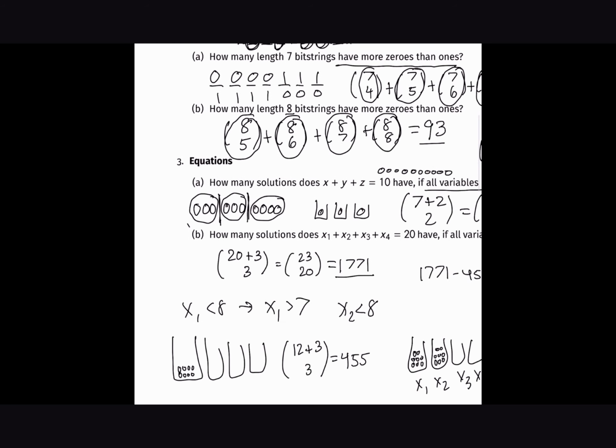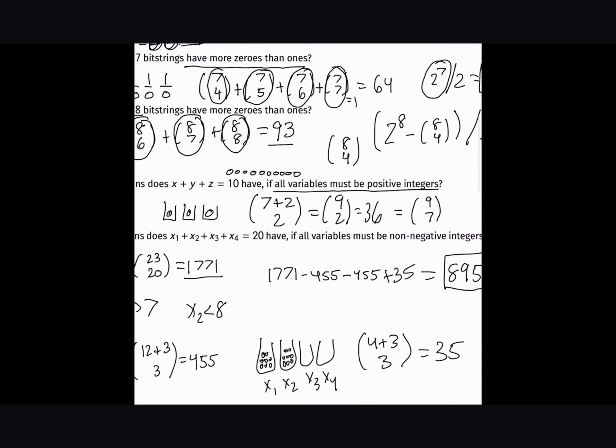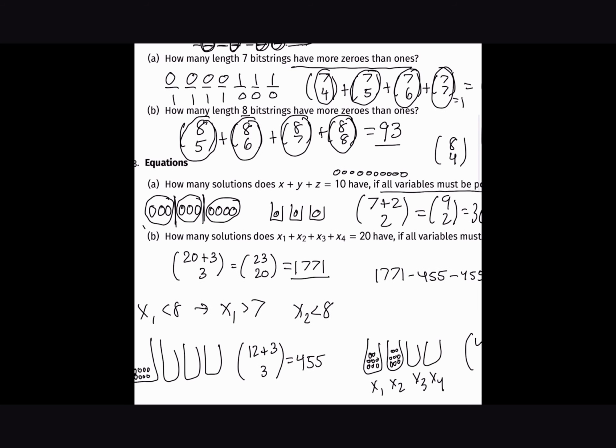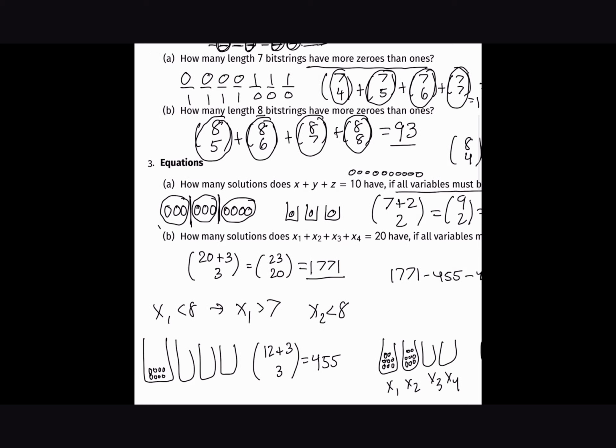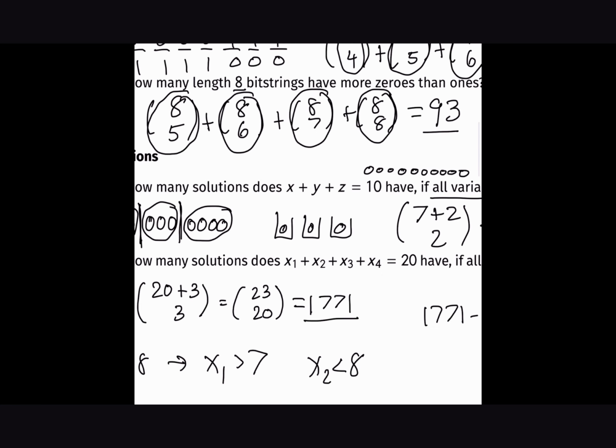For equations, how many solutions does x plus y plus z equals 10 have if all variables must be positive integers? Well, you could think of this in terms of stars and bars, where we have 3 bins, each bin representing x, y, and z, and we have 10 balls to throw in. Because we want all variables to be positive, we first fill in each bin with 1 ball to make them positive. Because if we don't, we also include the scenarios where a bin could be empty, which means there's 0, and 0 is not positive.